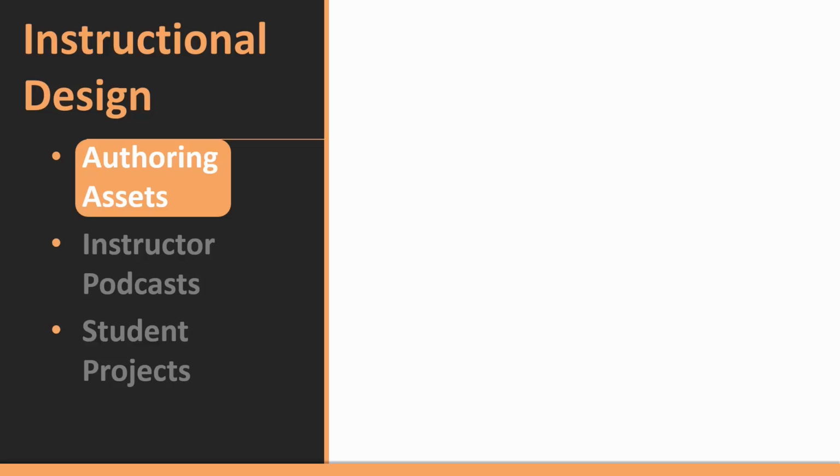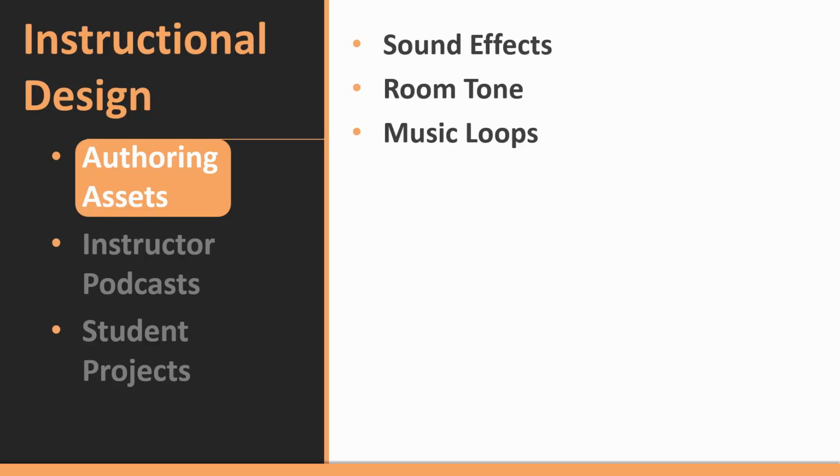These can be as simple as a sound effect, such as a bell dinging when a learner clicks a correct answer, or it could be room tone, which is the ambient background noise that establishes setting or place in a digital story. It could be a looping music soundtrack that plays underneath other audio. It could be dialogue, edited from an expert interview, for example, or it could be just the instructor's narration.